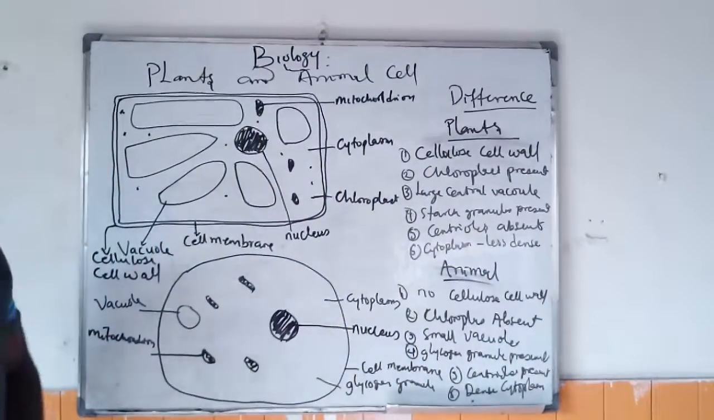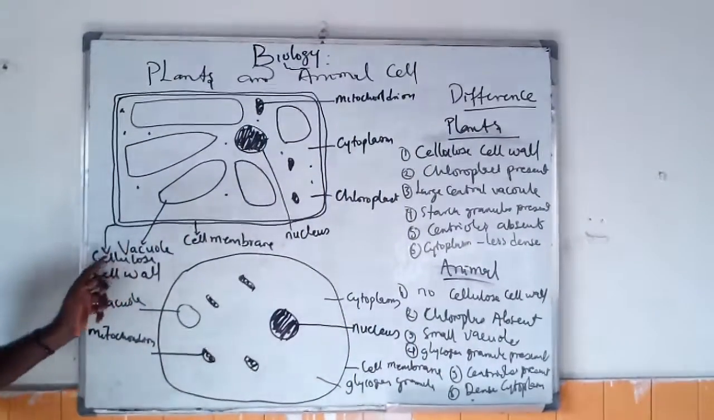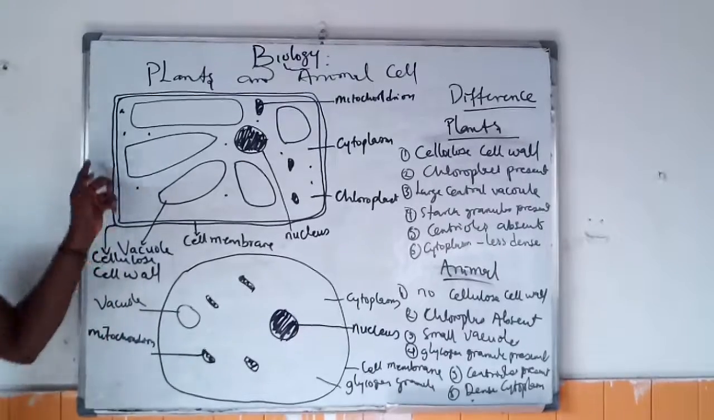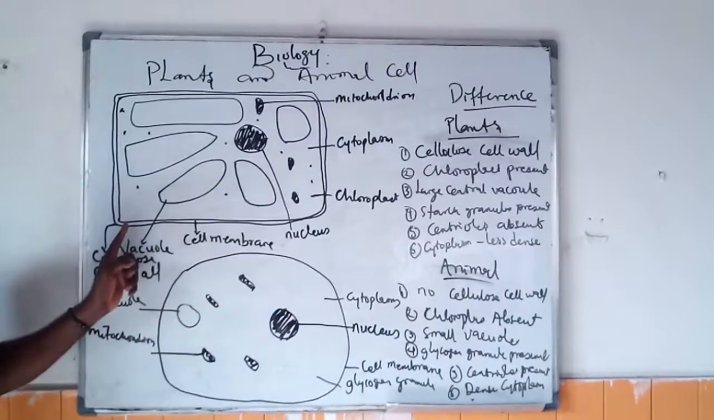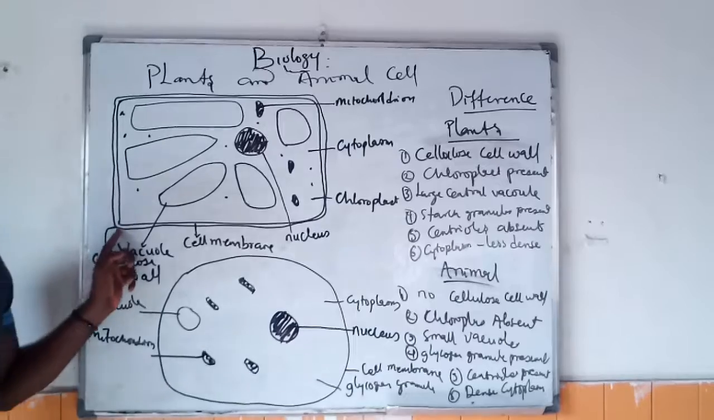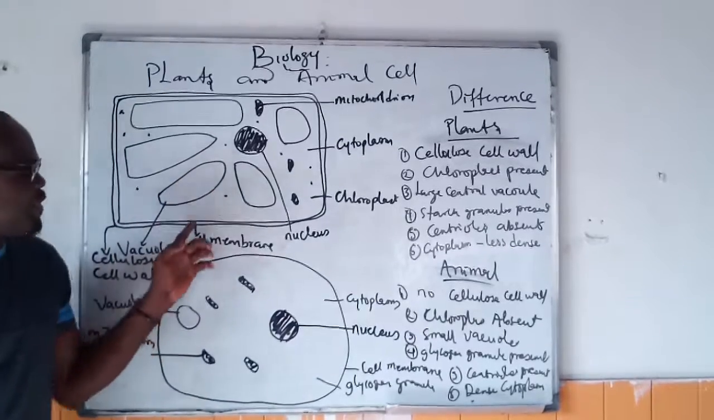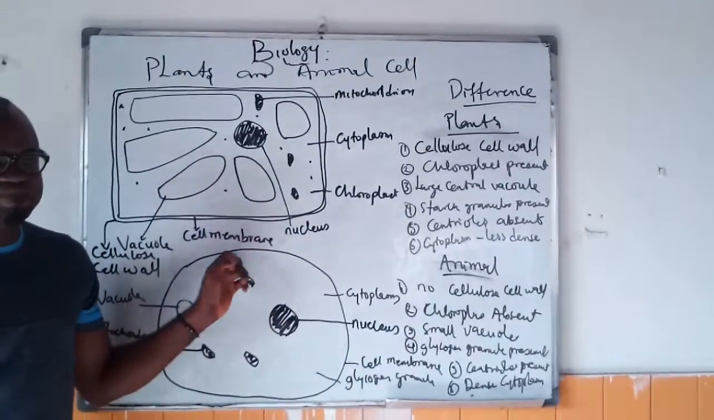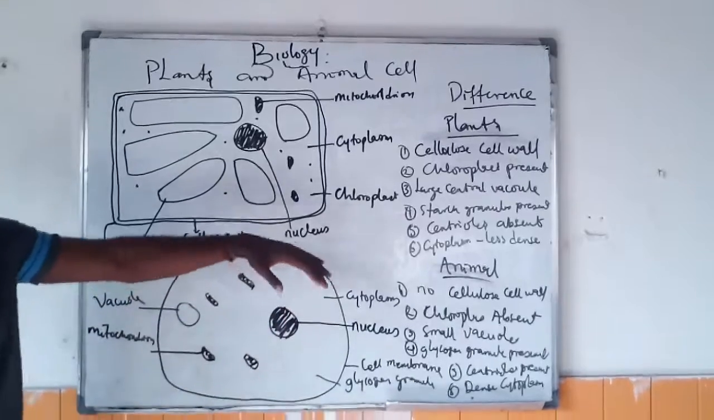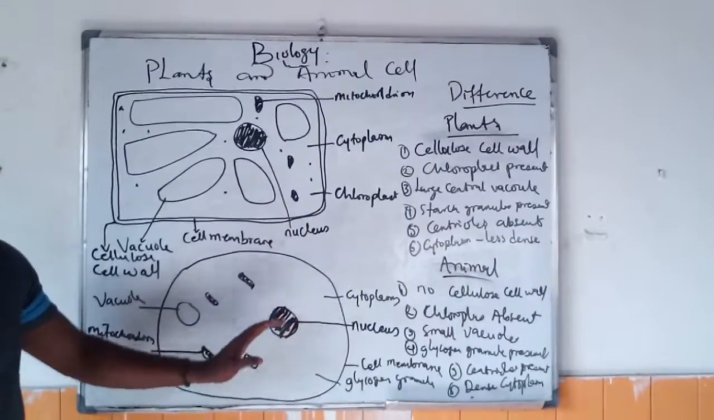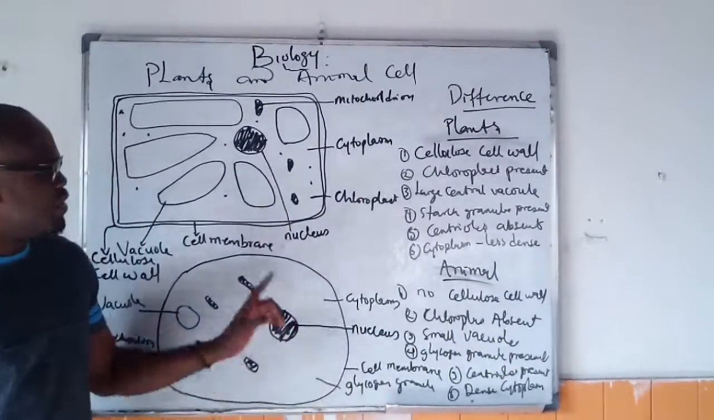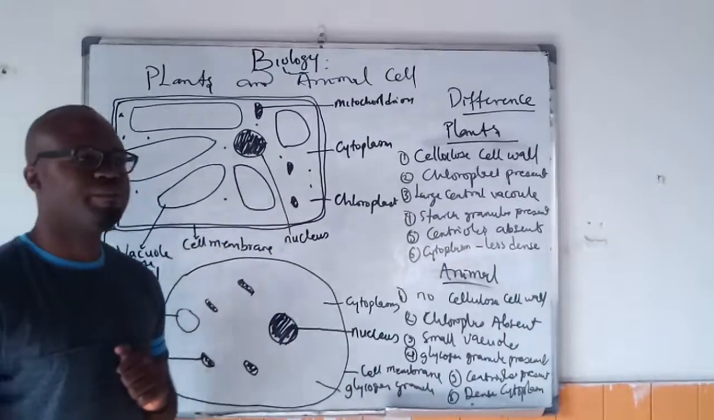Also note that in the plant cell we have what we call the cell wall covering the whole of the cell. In between the cell wall and the cell itself, you have the cell membrane. And in the animal cell, we also have the cell membrane, but we don't have the cell wall.